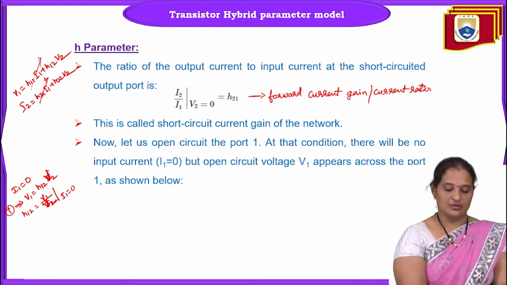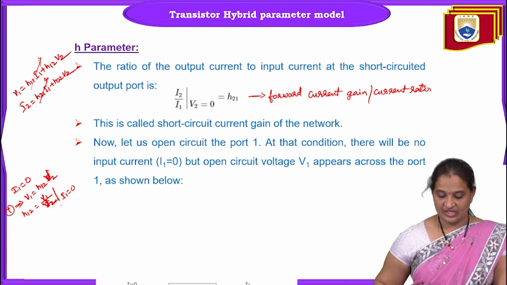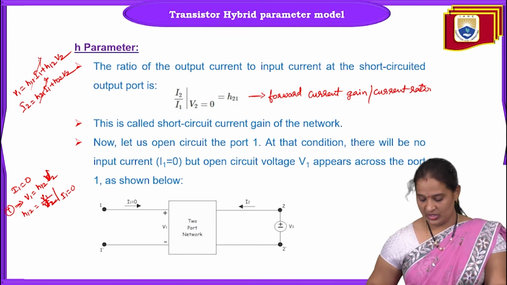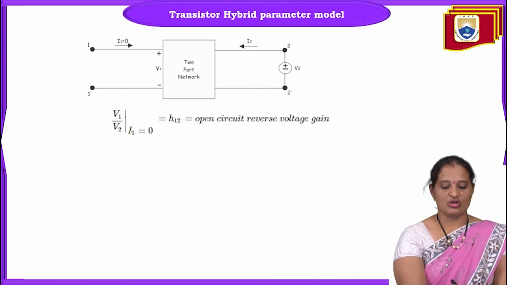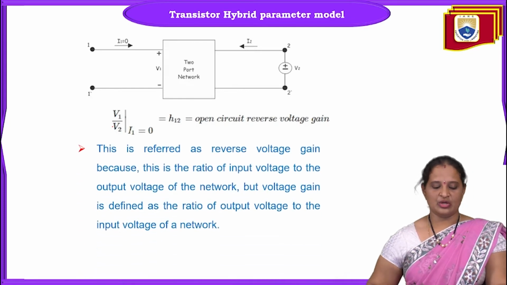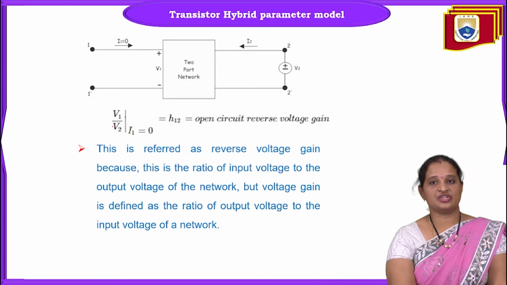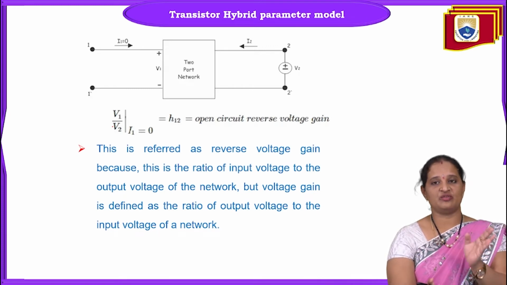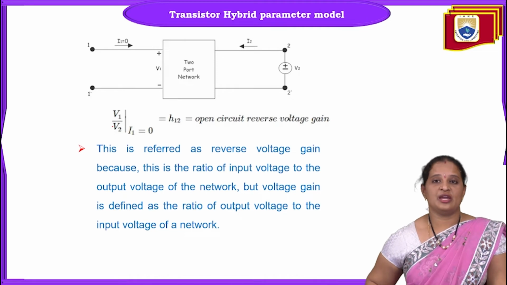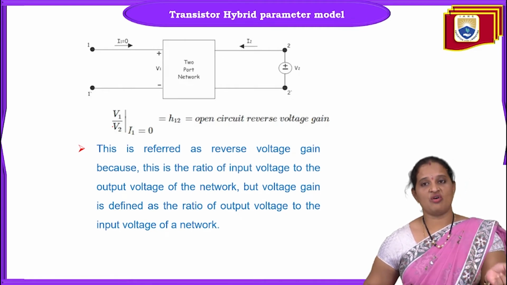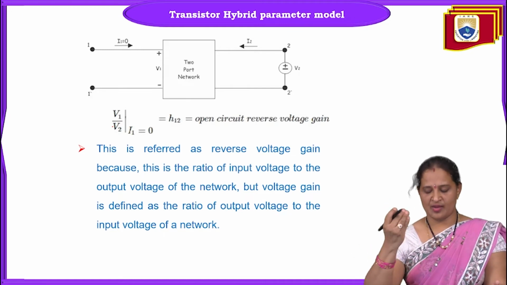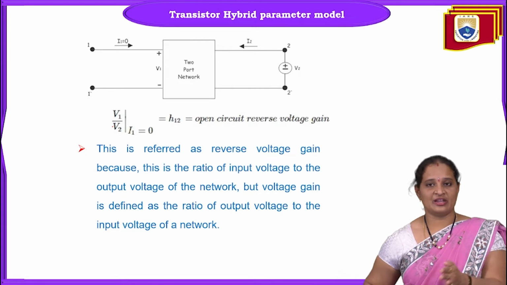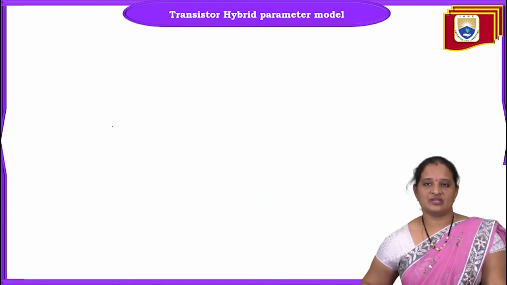V1 divided by V2. So what is the ratio here? It is the ratio between the input voltage and the output voltage. As it is a ratio of input voltage to output voltage, we can call it reverse voltage gain by open circuiting the input port. The voltage gain is always defined as a ratio of output voltage to input voltage. You always remember, gain is always calculated from output parameter to input parameter. As it is calculated in reverse, we call it reverse voltage gain.